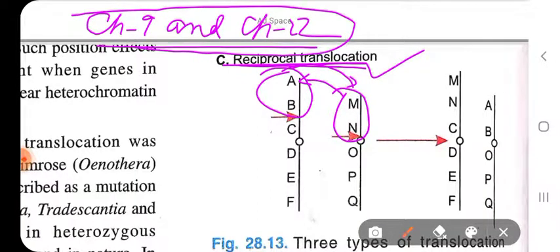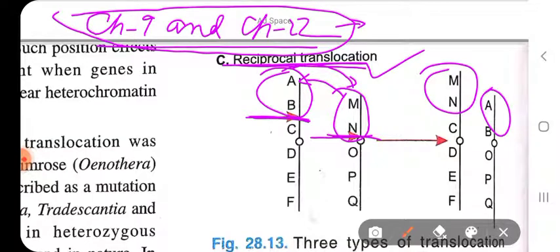This type of translocation leads to a serious condition, and normally it is produced by a single break in each of the 2 non-homologous chromosomes. So 1 break occurs in this chromosome, another break occurs in this chromosome, and they exchange those segments. You can see here the two segments have been exchanged.